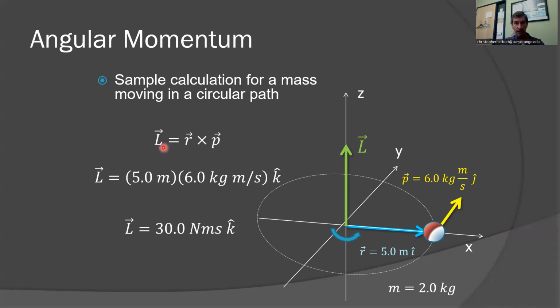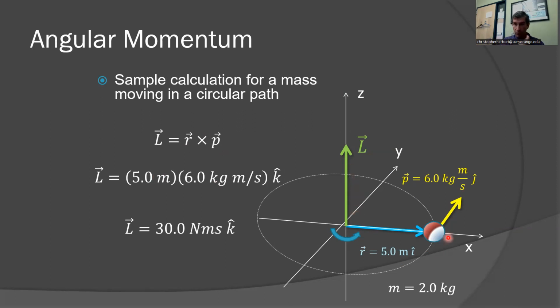So the only part of the determinant that would remain would be the x, the y, and then the z component of that diagonal. And that gives me 30 newton meter seconds k hat in this particular direction, which means that my angular momentum points in the positive z direction.